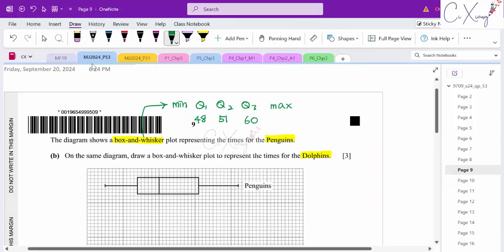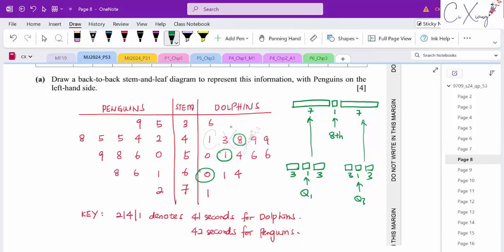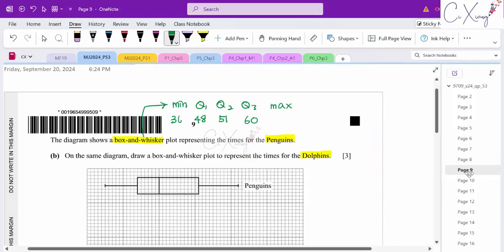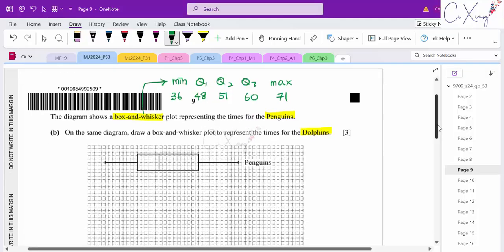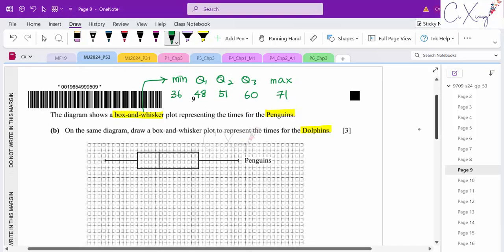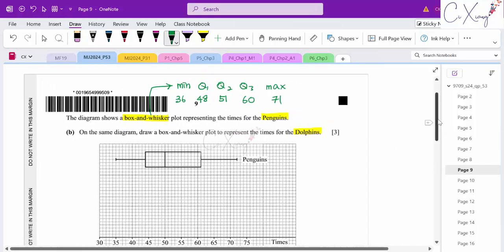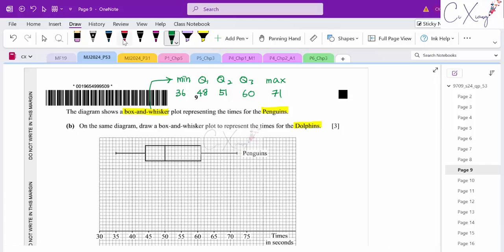Then now straight away read the minimum and maximum value from your data. So 36 is minimum, 71 is maximum. 36 and 71. Okay, so after I get all the value ready here, then you can just put inside the graph paper. Let's plot the minimum value first. The minimum value is 36. So you can just put a 36 here.